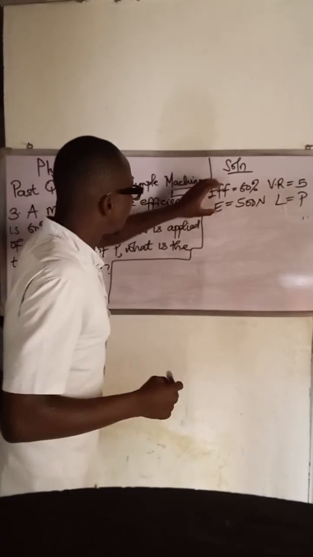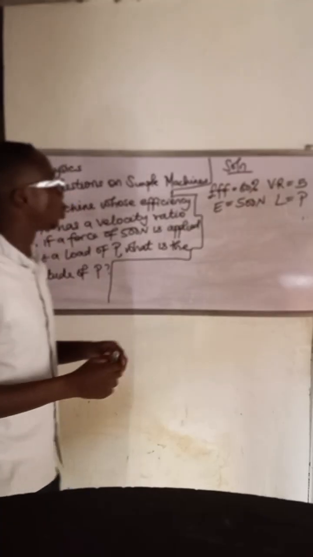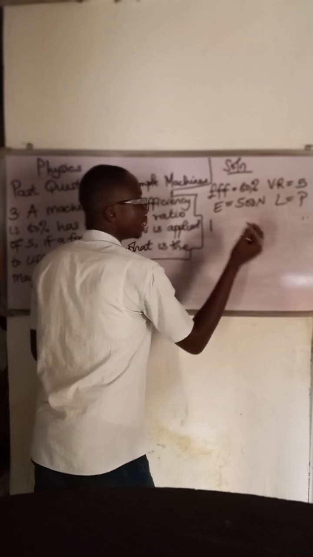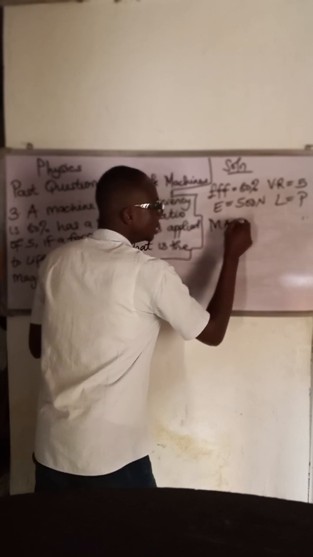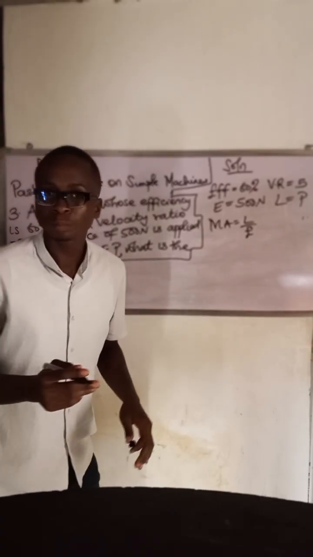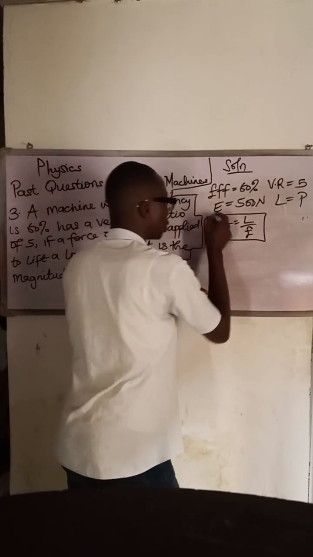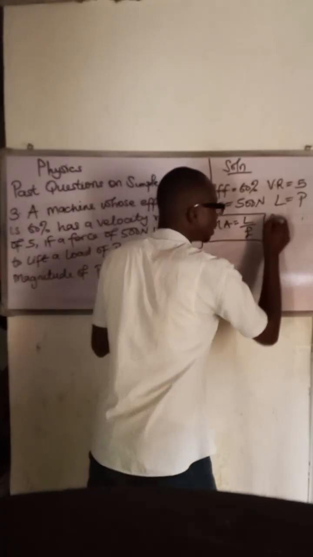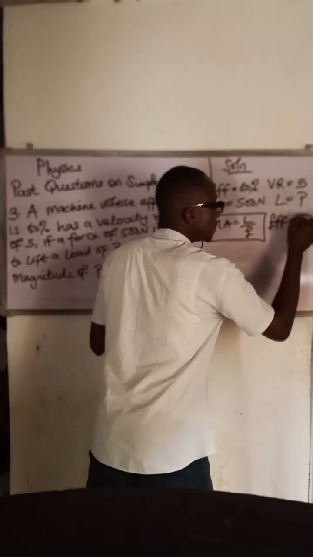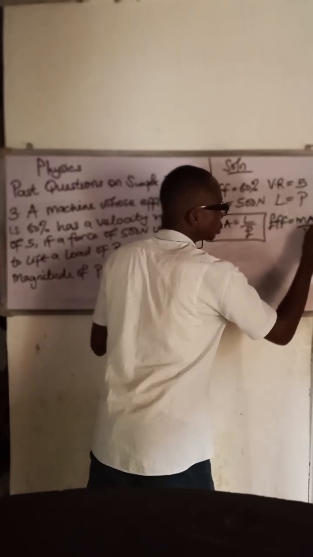Now, they gave us efficiency, velocity ratio, and effort, and they say to calculate for load. If we are to calculate for the load, we use the formula mechanical advantage is equal to load over effort. But we are not given mechanical advantage. We are only given efficiency. So this formula will be on standby. Then we use efficiency is equal to mechanical advantage all over velocity ratio.